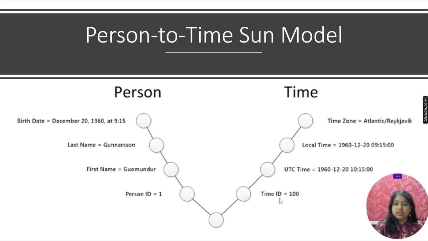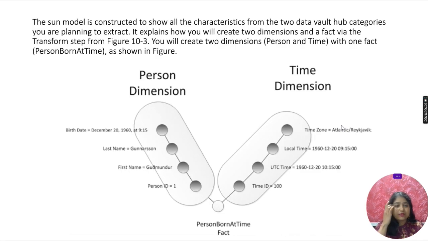Now the time at which the data was collected means the person's time dimension. So the time dimension is given a time ID, that is 100, then the time is recorded as the UTC time, local time, and the time zone is specified. Now the Sun model is constructed to show all the characteristics from the 2 data vault hub characteristics you are planning to extract. It explains how you will create 2 dimensions and a fact via the Transform Superstep.